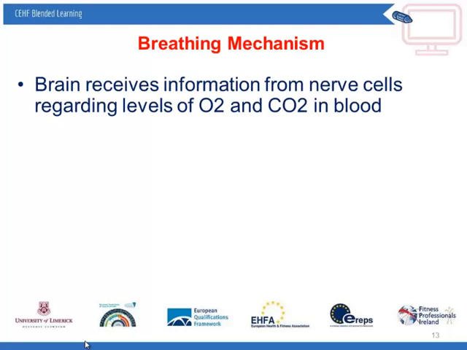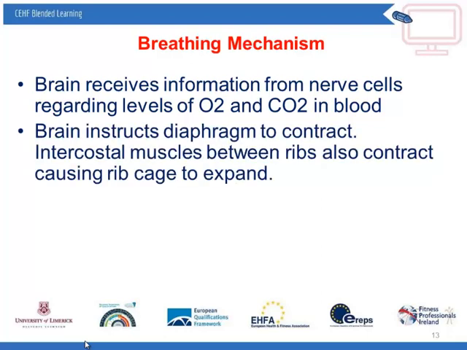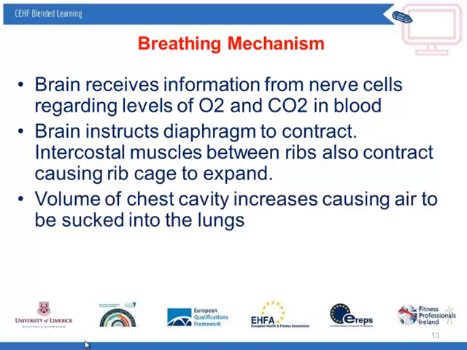Our brain receives information regarding oxygen levels and carbon dioxide levels in our blood from the nerve cells of the aorta, which is the largest artery in the body, and the carotid artery. And when levels of oxygen are getting too low or carbon dioxide levels are getting too high, the brain sends a signal to the diaphragm to contract. When the diaphragm contracts, the intercostal muscles between the ribs also contract, and the two of these muscles working together then cause the rib cage to expand. This then causes the volume of the chest cavity to increase, which causes air to be sucked into the lungs.